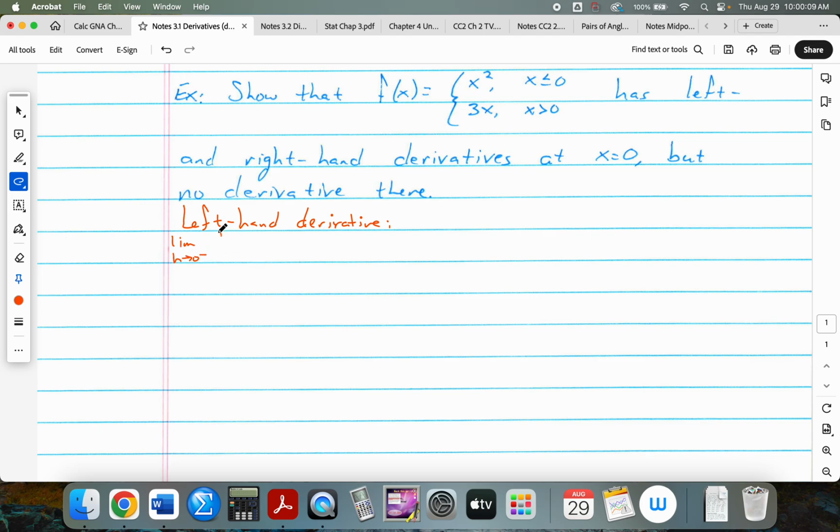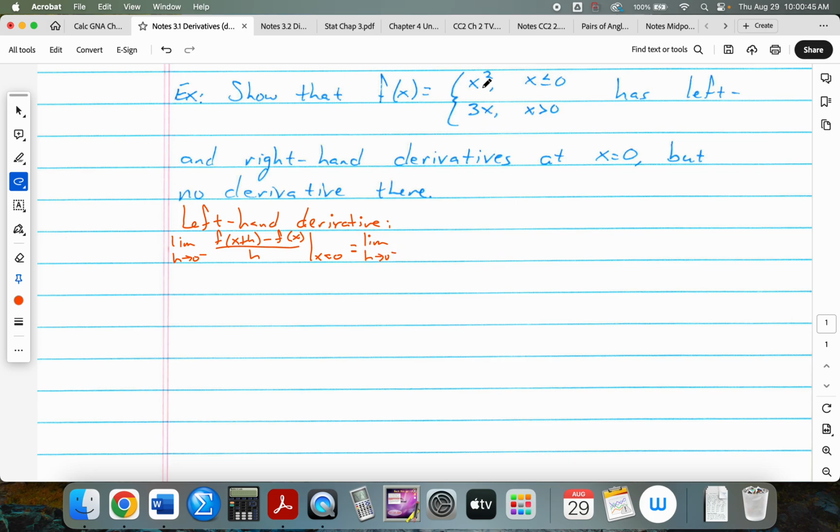of f of x plus h minus f of x all over h evaluated at x equals 0. And part of the reason I'm doing the evaluation bar on that is because there's 0 in so many places it can get confusing. I think this is a real concise way to write what I'm doing. So that'll be the limit as h goes to 0 from the left.